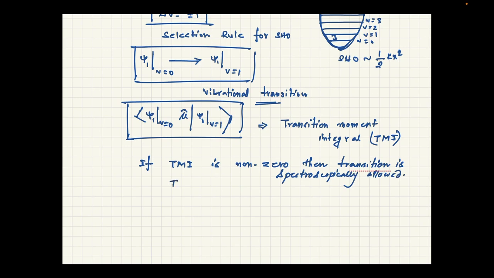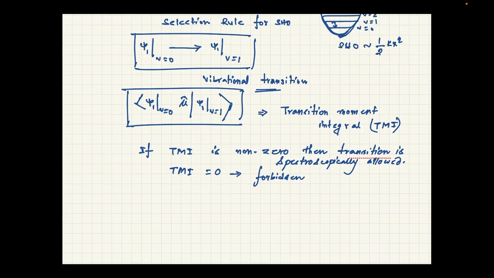And if this TMI is 0, then it is forbidden, because the intensity of a particular peak, the intensity of the observed peak, will depend upon the modulus square of this TMI. So if TMI is 0, then we cannot observe any peak, and the transition will be spectroscopically forbidden.